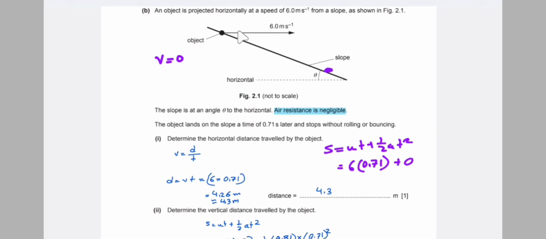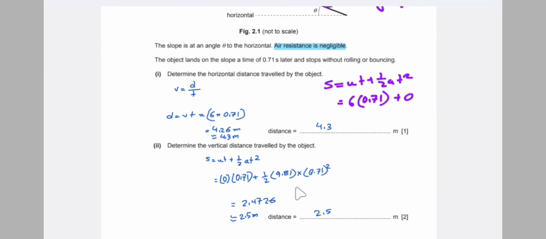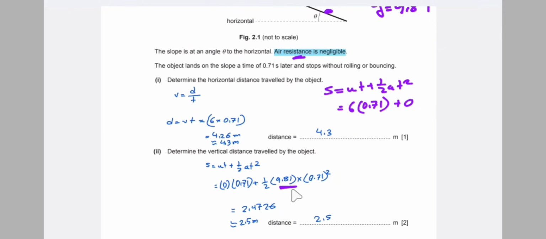Why is the acceleration 9.81? Let's suppose for the object at this point, the weight is acting vertically downward, and since the weight is acting vertically downward, weight is equal to mass into acceleration, mass into gravitational field strength, so the gravitational field strength is also acting vertically downward, and we know that gravitational field strength is equal to 9.81. So the acceleration is 9.81, and there is no air resistance, so the acceleration remains the same, that is 9.81. So by using this formula, we calculate the vertical distance traveled by the object, that is 2.4726, approximately 2.5 meter, to two significant figures.